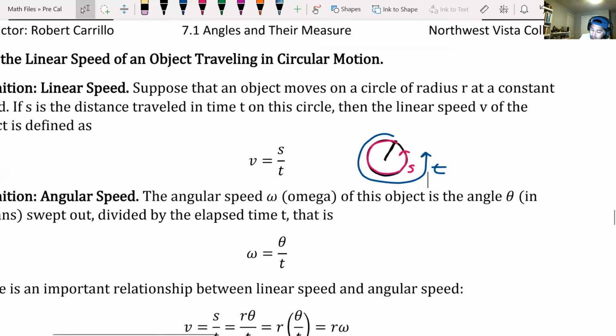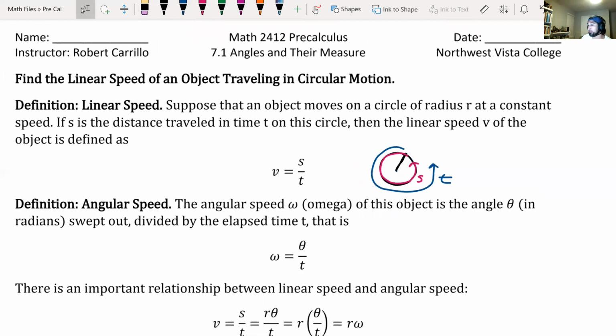Okay, and the next is angular speed. The angular speed omega, right? Fancy w, omega, of this object is the angle theta in radians swept out divided by the elapsed time. So this time we're traveling around the circle, but we're only worried about how much of an angle has been swept out over time.